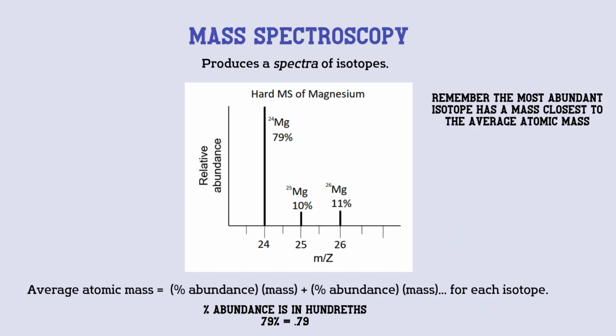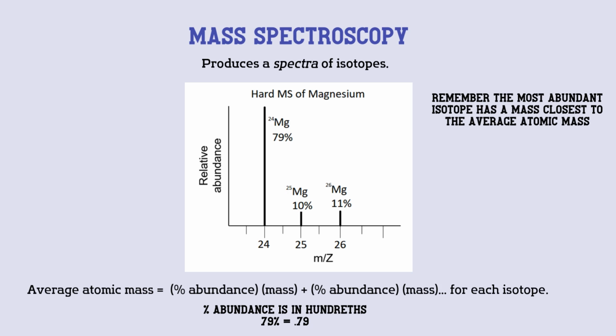Let's talk more about this. Mass spectroscopy is a way to calculate the average atomic mass. It produces spectra of isotopes, which means that magnesium 24 is the most abundant. 79% of all magnesium atoms in the universe are magnesium 24, which means they have a mass number of 24. 10% have a mass number of 25, and 11% have a mass number of 26.